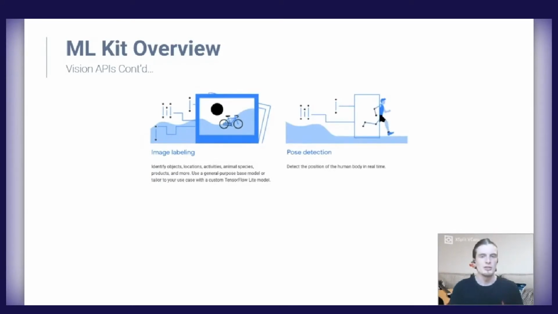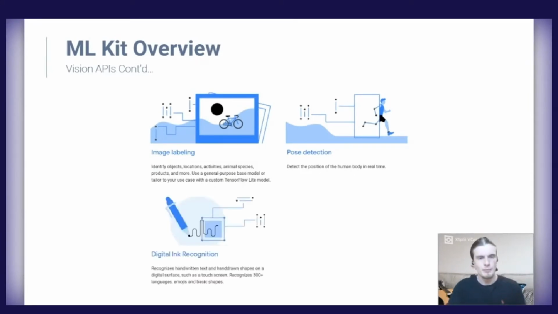Pose detection, so this API is actually in beta at the moment. We'll show you a demo of this towards the end of the presentation, but it allows you to detect the position of the human body in real time, which is quite interesting. Digital ink recognition, so being able to recognize handwritten text and hand-drawn shapes on a digital surface, such as a touchscreen, and it recognizes over 300 languages, also recognizes emojis and some basic shapes.